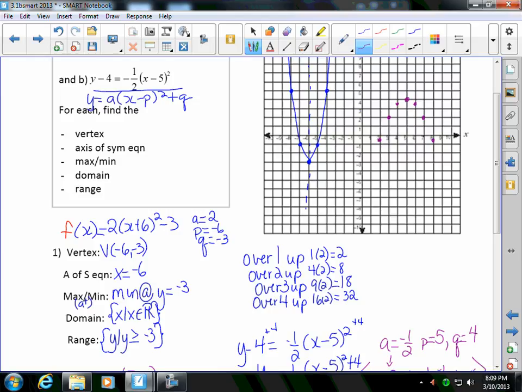And then we threw in that last one of over 4, so it was over 4, down 8. And then over 4 to the left and down 8. So you draw in your graph. Put your arrows, axis of symmetry. And the axis of symmetry should be at x is equal to 5, and it is. And you're all done.